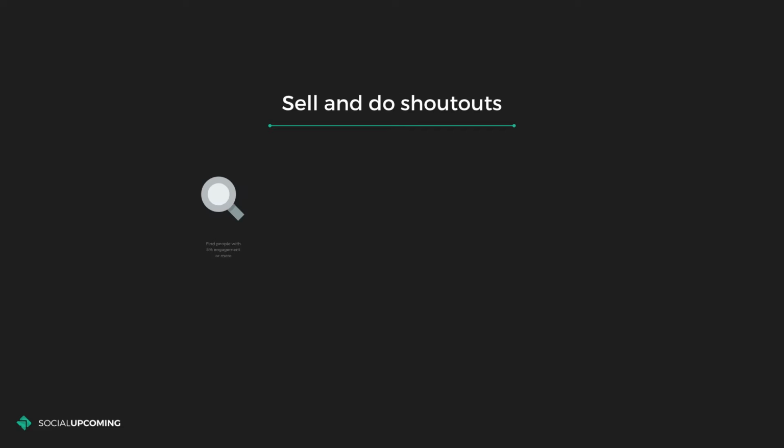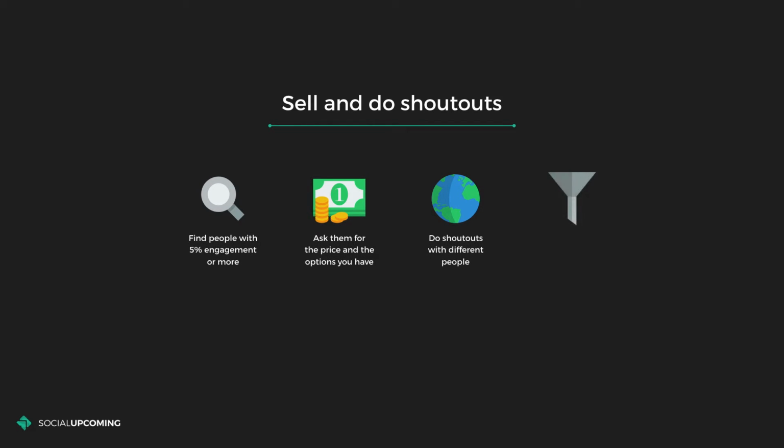Buy and do shoutouts. When you want to do a shoutout with someone, a paid shoutout, you basically search for people within the same niche as you. And as mentioned, you want to try and find the big sharks. But you can also find the mid sharks, the people that are between your amount of followers and the big ones, because they tend to be a bit cheaper.